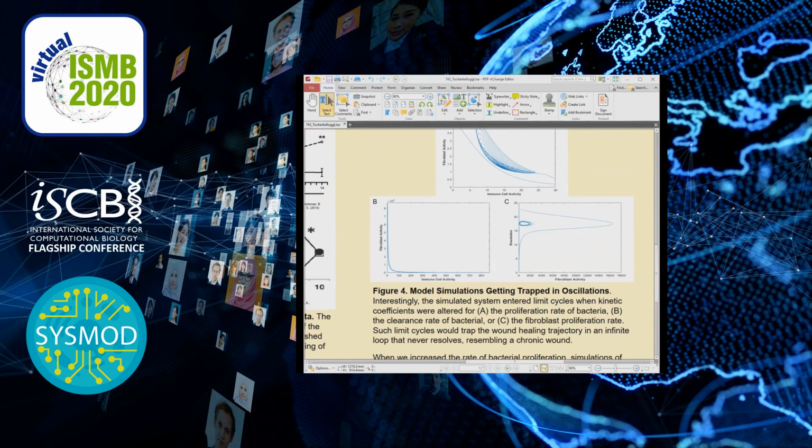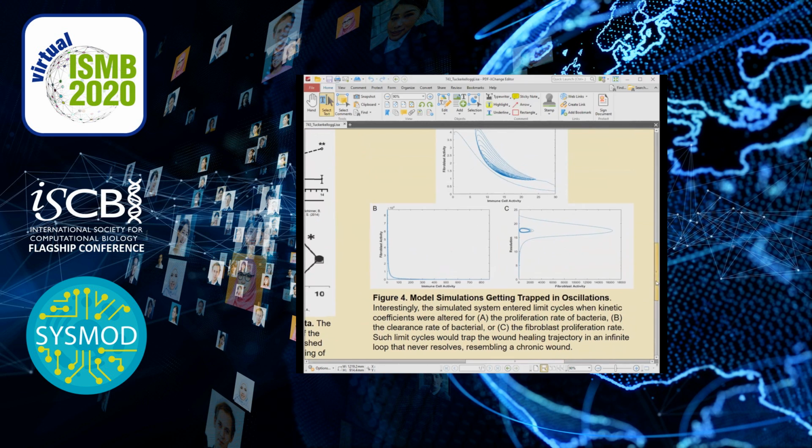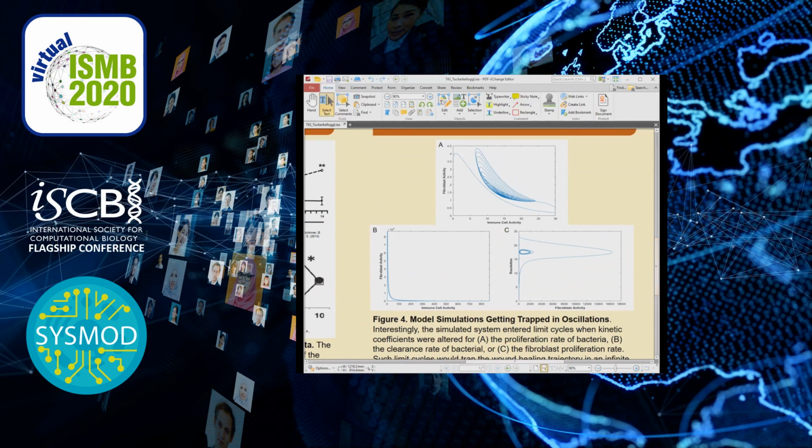And then we identify some sensitive parameters of the model that can, when we adjust them, change the trajectory so that the whole system enters a non-healing oscillation, also called a limit cycle. For example, when we decrease the parameter for the rate of bacterial clearance, the model gives a steep, fast spike in immune cell activity, and then an earlier transition to fibroblast activity on this axis. This is a phase diagram.